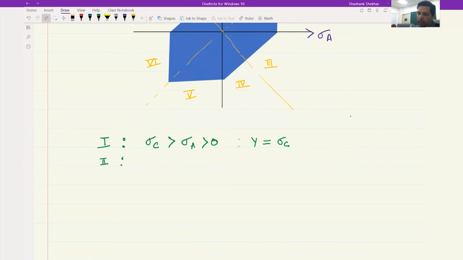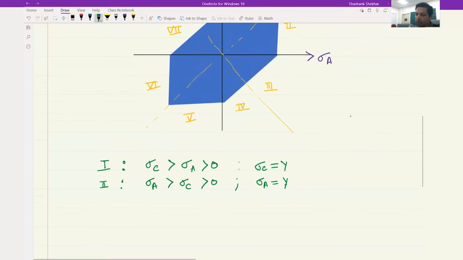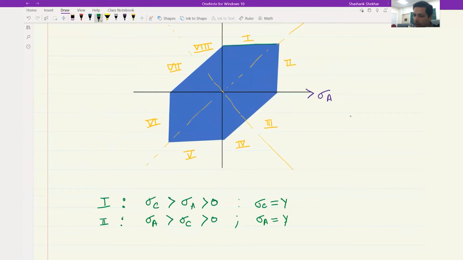Now coming to zone 2, where we know that sigma a is greater than sigma c is greater than 0, which means this is the highest, this is the lowest. So yield strength is equal to sigma a. Therefore, sigma c equal to y and sigma a equal to y. So I will write it like this, because c and a are now variable while y is a constant, and therefore this becomes another straight line, and this is what we have over here. So this is a straight line. This value is y, this value is y.